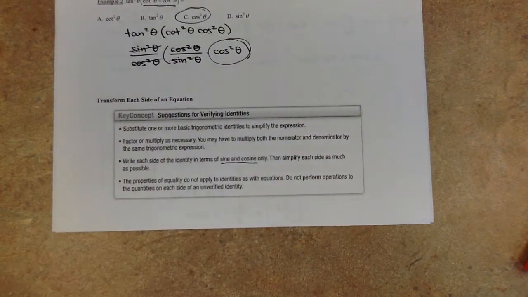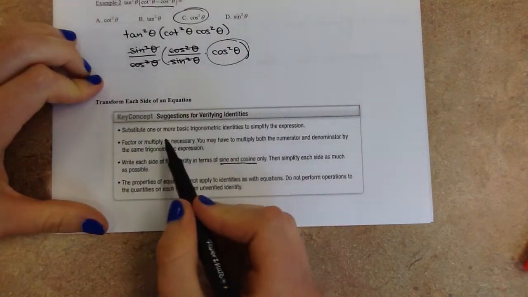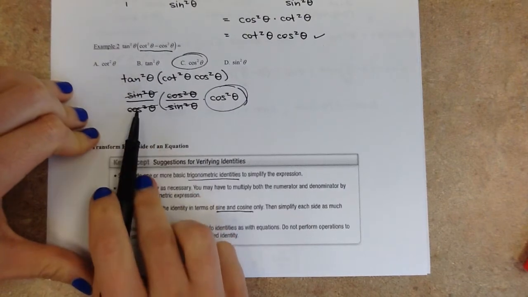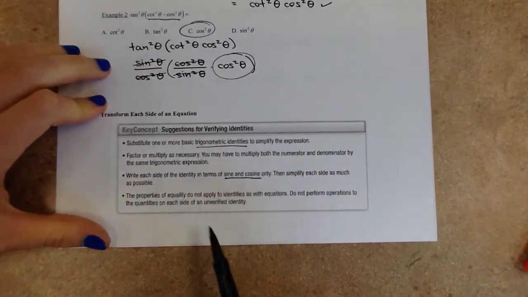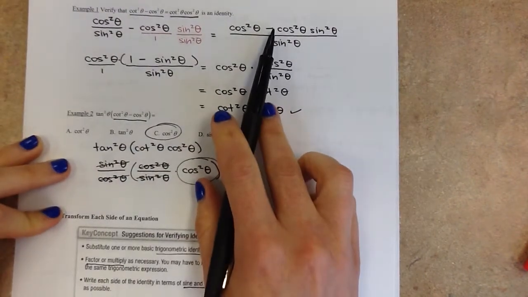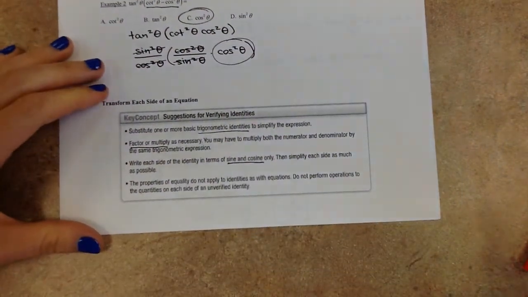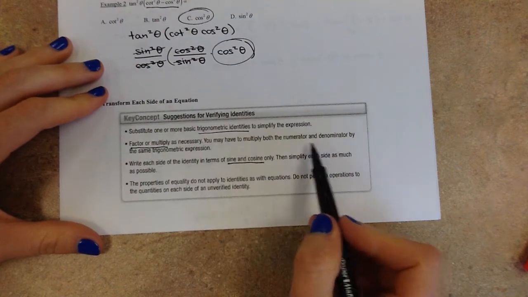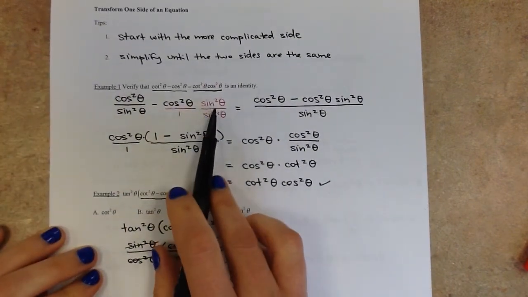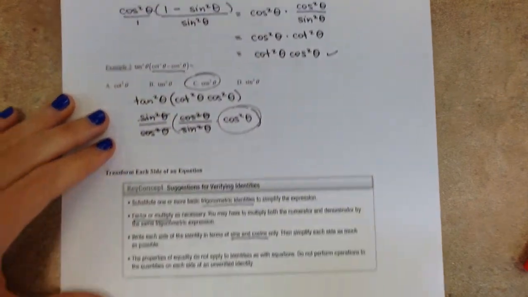Okay, so here are some general suggestions. You might want to substitute some basic trig identities, like we wrote here that tangent was sine over cosine. That's a good example. You might have to factor, you might have to multiply. We did some factoring in this problem right here. You might have to multiply both the numerator and denominator by the same trig expression. We did that here. That was like multiplying by a fancy 1.